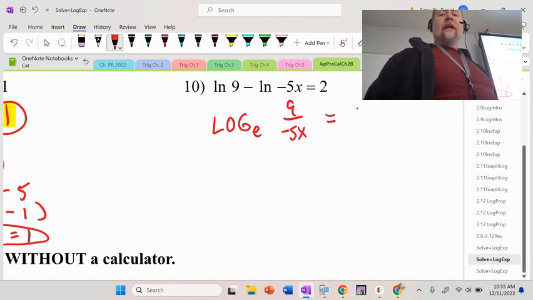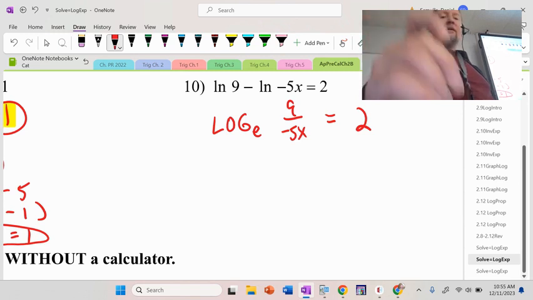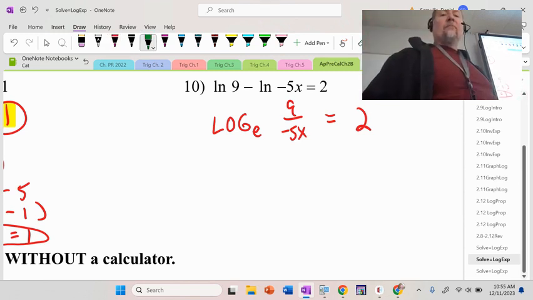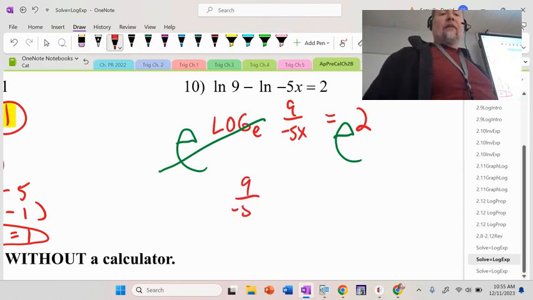And then this is why I could have gotten away with this. Is there a log on the right side? No. Or those people that do that, maybe you want to do this: make e a base to both sides. And then this cancels, and this becomes 9 over -5x. And then this is e squared on this side.